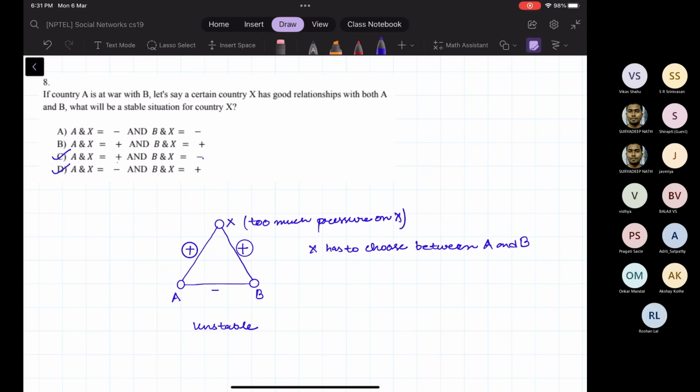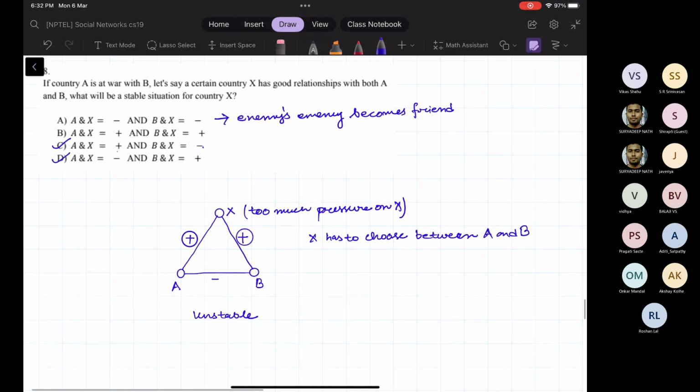However, if you look at option B, it is saying that A and X remain friends and B and X also remain friends, which is unstable because it would lead to too much pressure on X. And similarly, if it's option A, if both turn negative, A and X and B and X, this is also not a stable situation, as it will lead to a phenomenon called enemy becomes friend. So either of C or D, both are correct. It's not just from the question, you can't tell which one is correct. So both of them, option C and D, are correct.